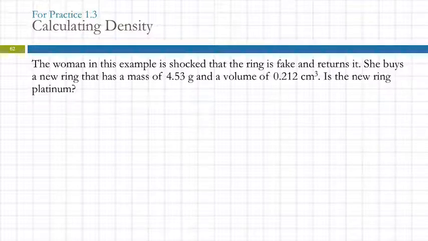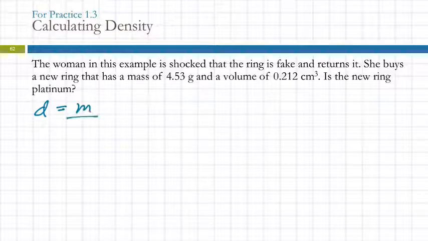So there's a follow-up question. The woman in this example is shocked that the ring is fake and returns it. She buys a new ring that has a mass of 4.53 grams and a volume of 0.212 cubic centimeters. Is the new ring platinum? So, we need to do the density again. So we've got the mass.